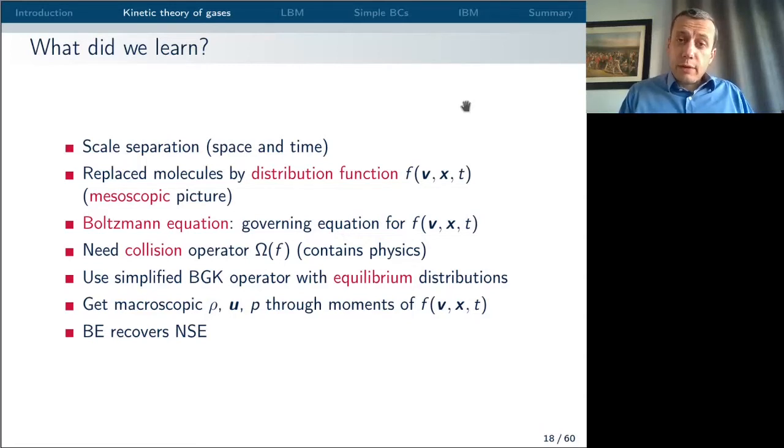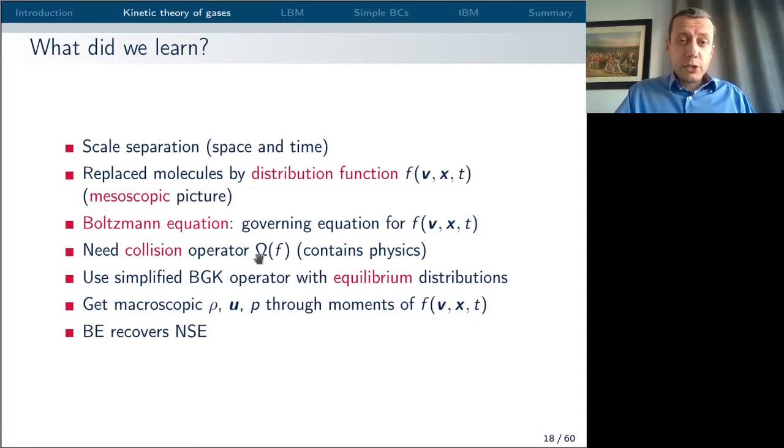So what have you learned here? There's typically a scale separation that you can use in order to make modeling assumptions, both in space and time. You have your large system you're interested in, and you have the small scales where the physics is happening, or the microscopic physics at least. We replace molecules by distribution functions. We don't know, and we don't want to know, what each molecule is doing. We just want to know what molecules are doing on average. The Boltzmann equation is the governing equation for this distribution function f.